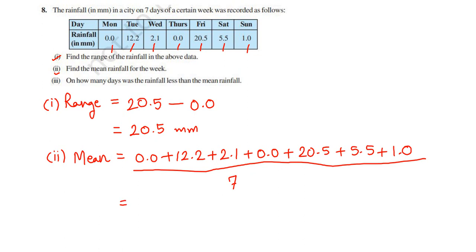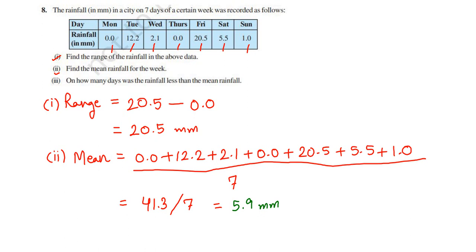So here we are adding these numbers, and sum of all these numbers will come out to be 41.3. So 41.3 is to be divided with 7, which will give you the answer as 5.9. So 5.9 mm is the mean rainfall for the week.